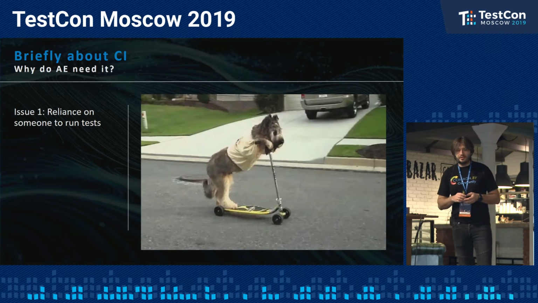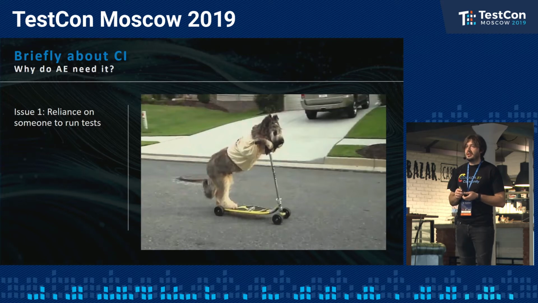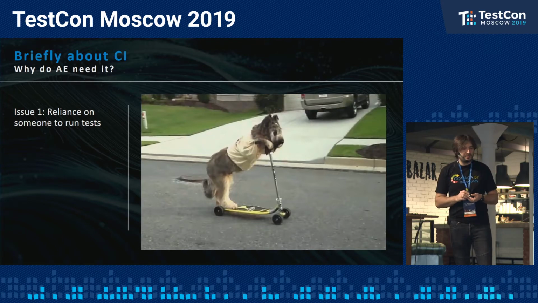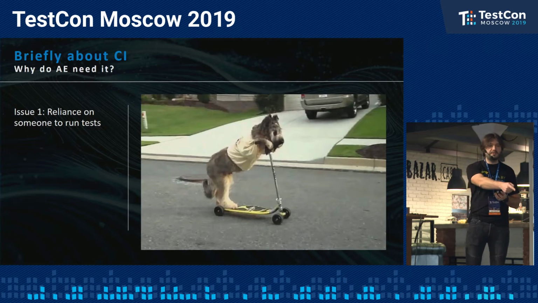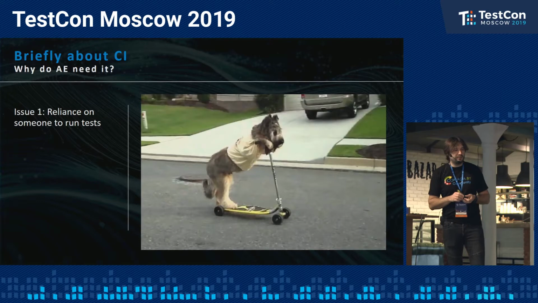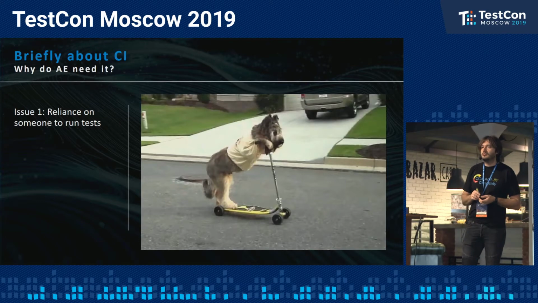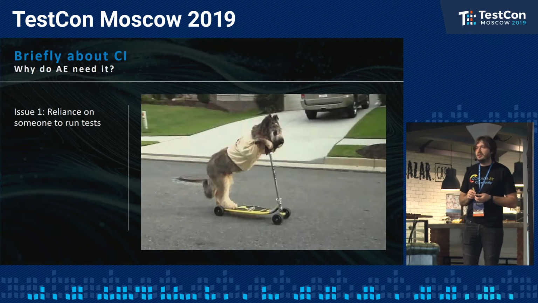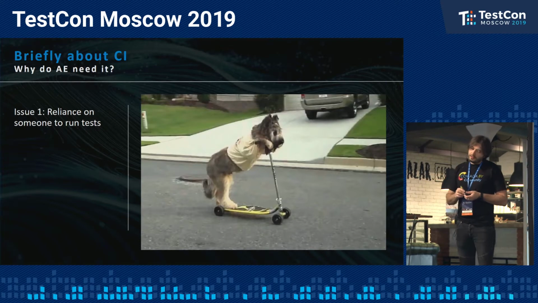First of all, if we are not part of the process, then we have to rely on someone else. We become dependent on someone, on a specific person. For example, in our team, you are going to be responsible for tests. He is the main test expert. He builds environments. He knows how to run tests.